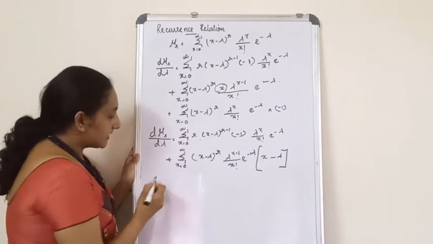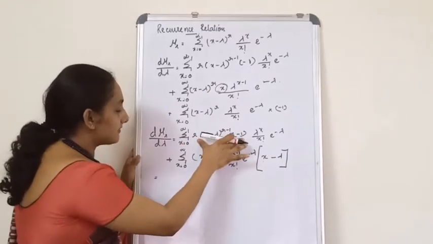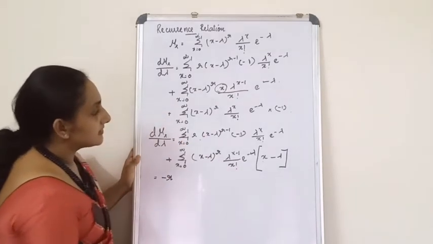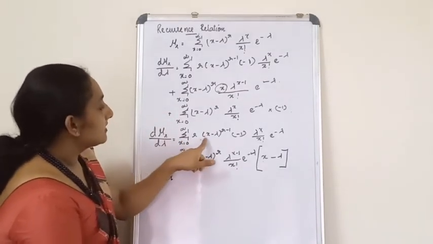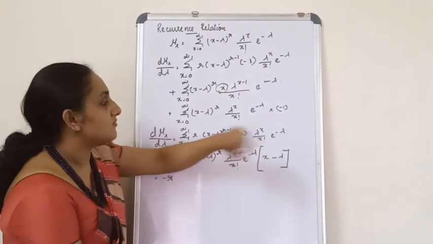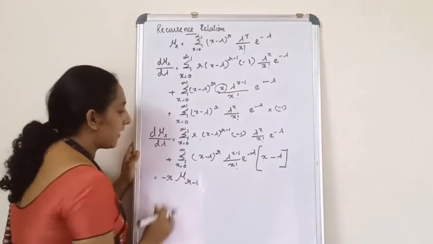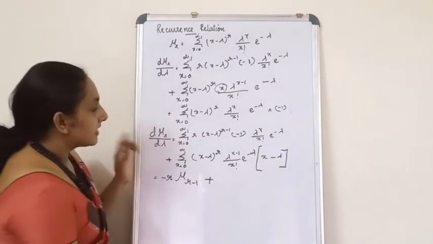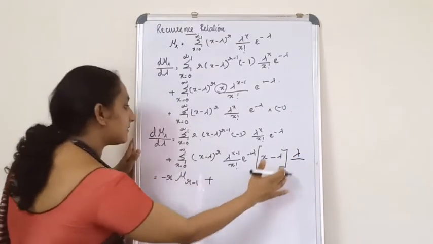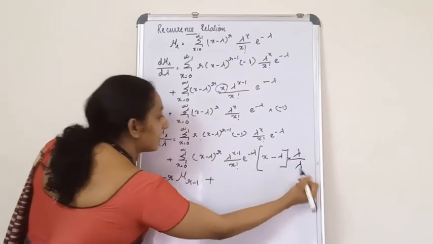Now again I am going to rearrange this. Here I am going to combine this r and minus 1, so minus r is taken outside. What are the other things that I have with me? (x minus lambda) raised to r minus 1, lambda raised to x by x factorial e raised to minus lambda. So what is it? It is nothing but your mu r minus 1, plus. Now here I am going to multiply by a lambda, and naturally I will have to divide by lambda.